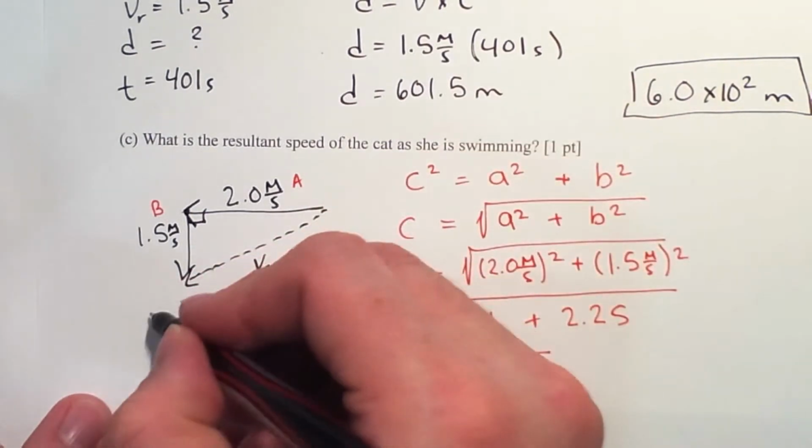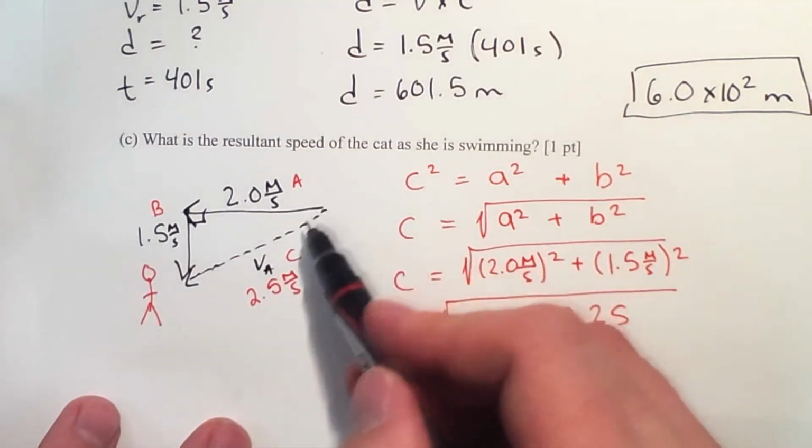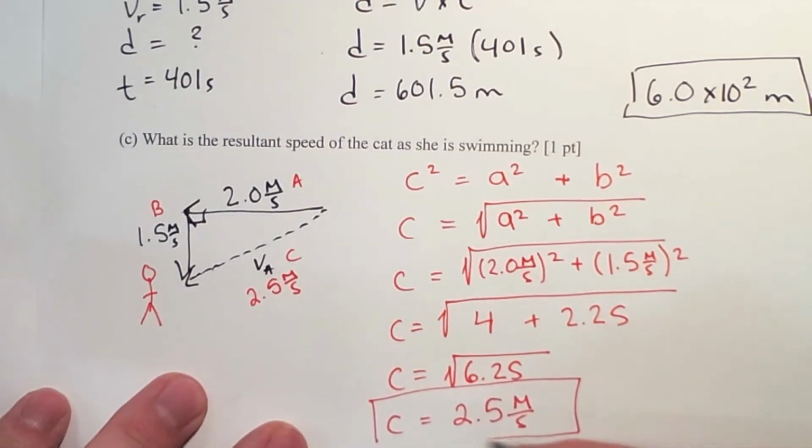Now, if you were standing on the shore with a radar gun measuring this cat swim, that is the speed you would pick up, assuming you're standing where the cat's going to arrive. So that's that question.